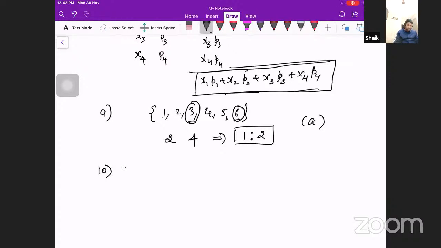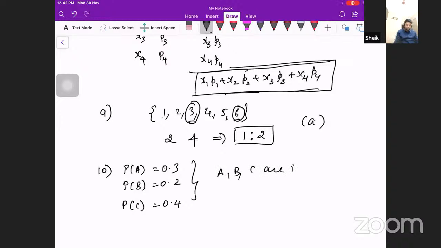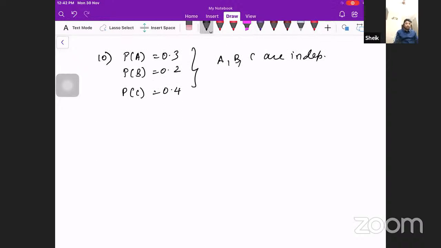First, let me write all the given information. P of A is given as 0.3, P of B is given as 0.2, and P of C is given as 0.4. Also, one more piece of information is given: A, B, C are independent. Both pieces of information are given.